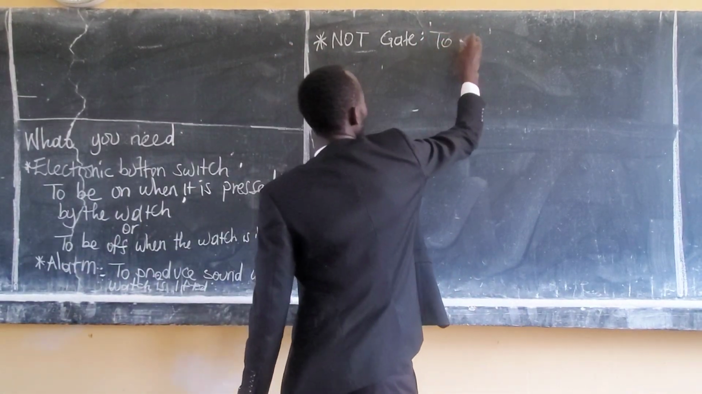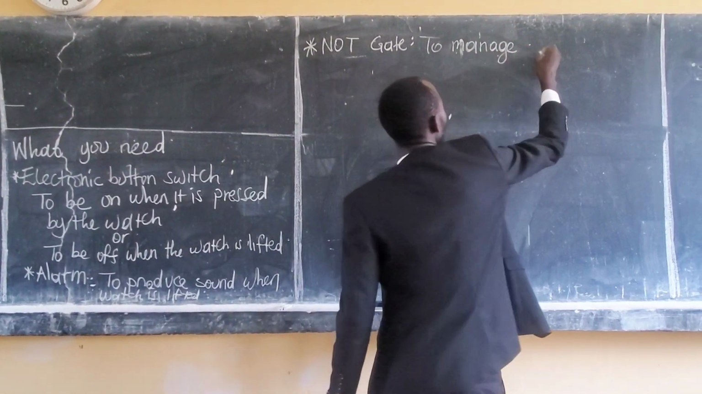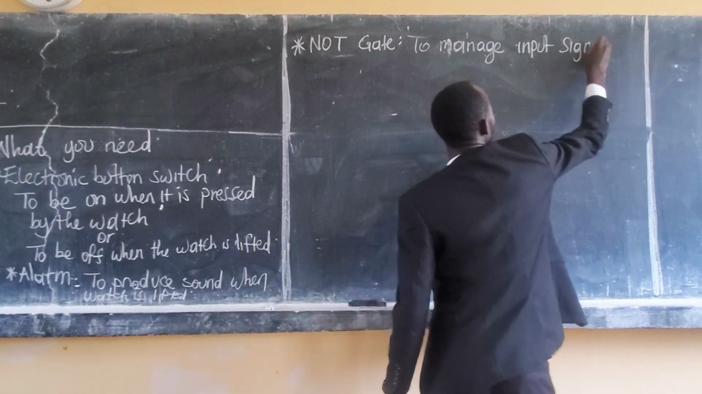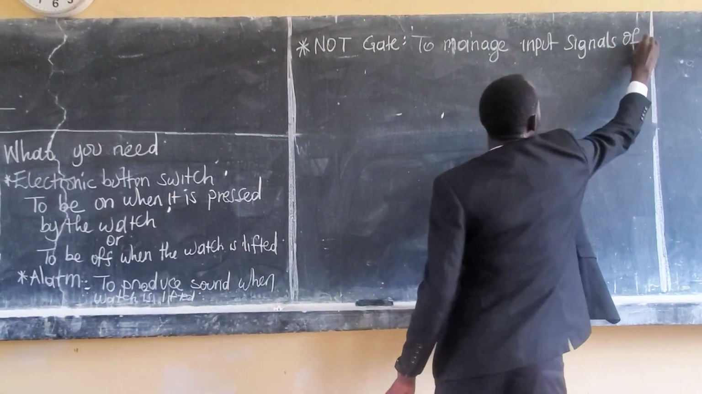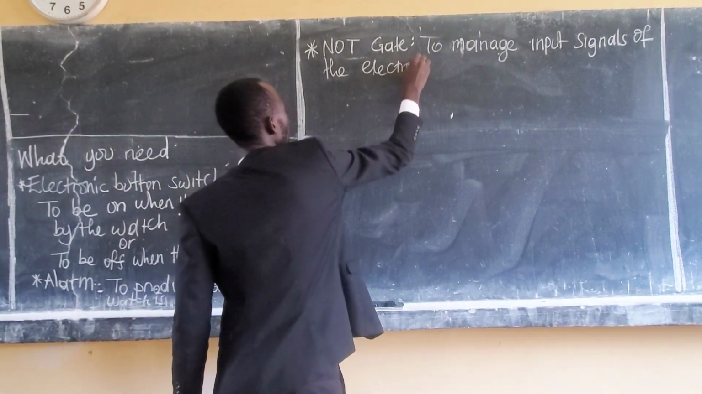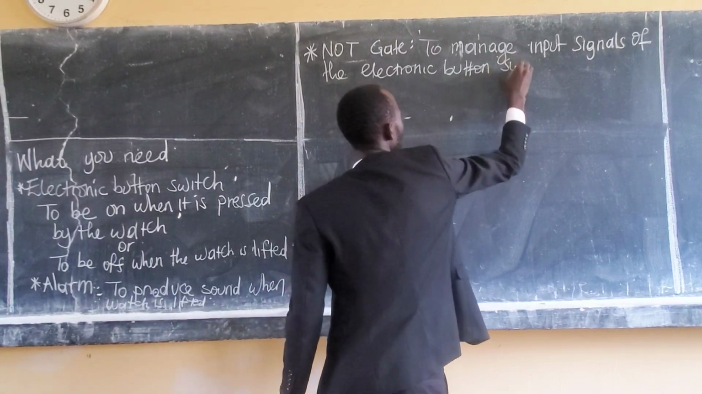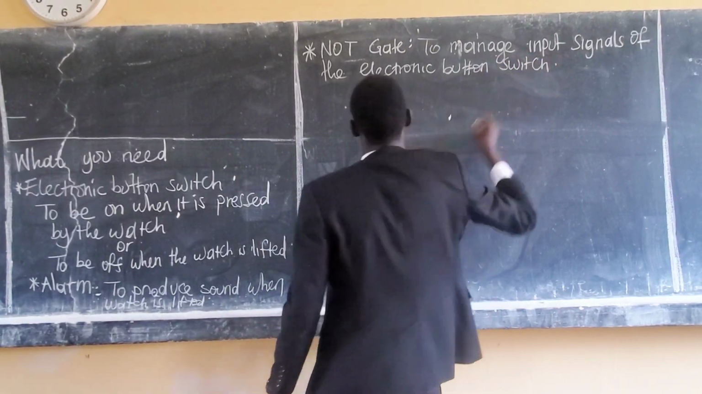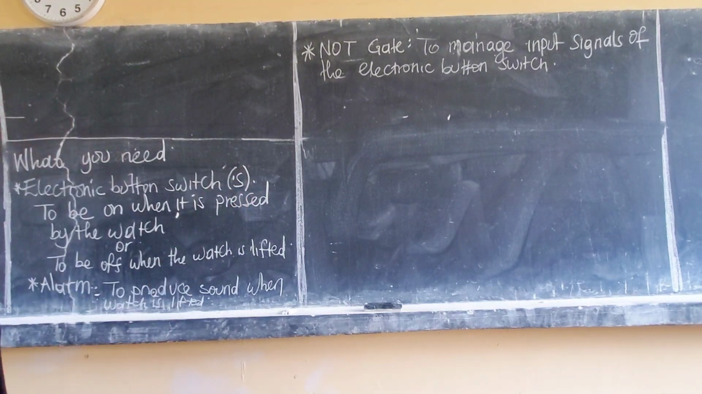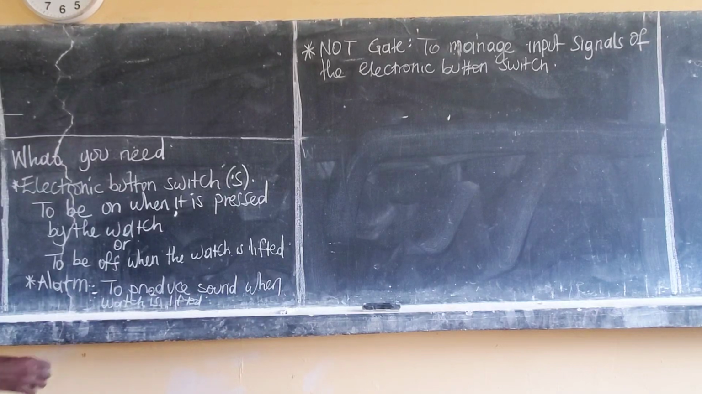So a NOT gate to do what? To manage the input signal of the electronic button switch. So we can call our electronic button switch S, and our alarm can be A.